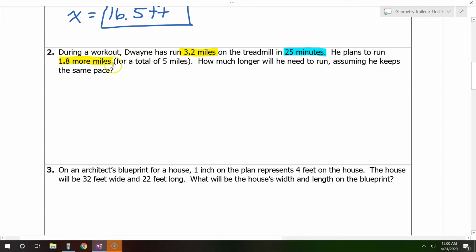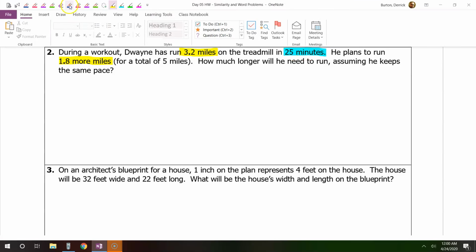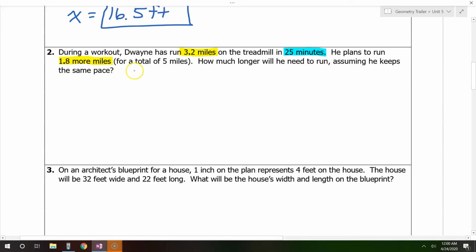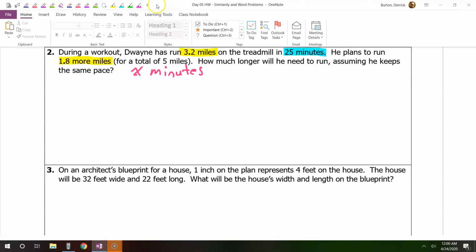He's going to run 1.8 more miles. How much longer will he need to run if he goes at the same pace? So we need the time. We need the minutes that go with this. So we need x minutes. I'm going to color that in blue.